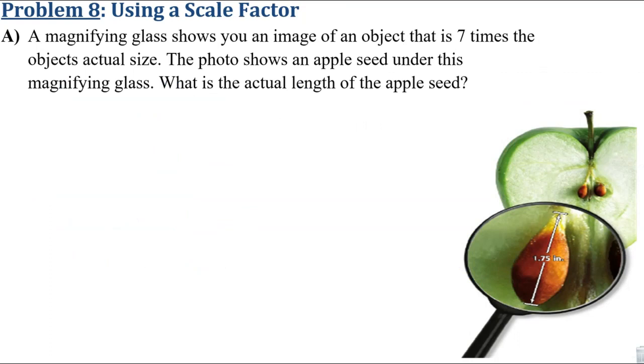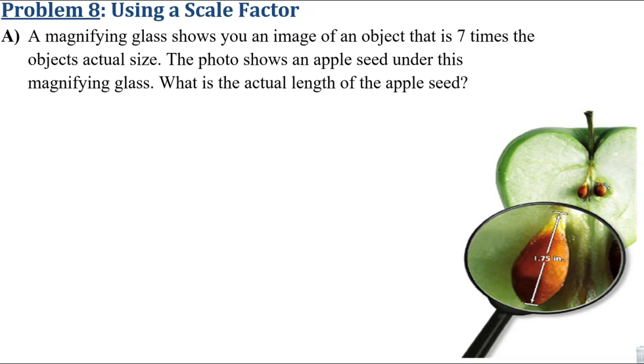Last thing we're going to do this lesson is look at a couple of applied dilation problems. Now, these will be similar to some problems we looked at in the similarity chapter. Okay, just taking a slightly different perspective on them, looking at them through the lens of dilations. All right, so problem 8, part A says, a magnifying glass shows you an image of an object that is 7 times the object's actual size. The photo shows an apple seed under this magnifying glass. What's the actual length of the seed?